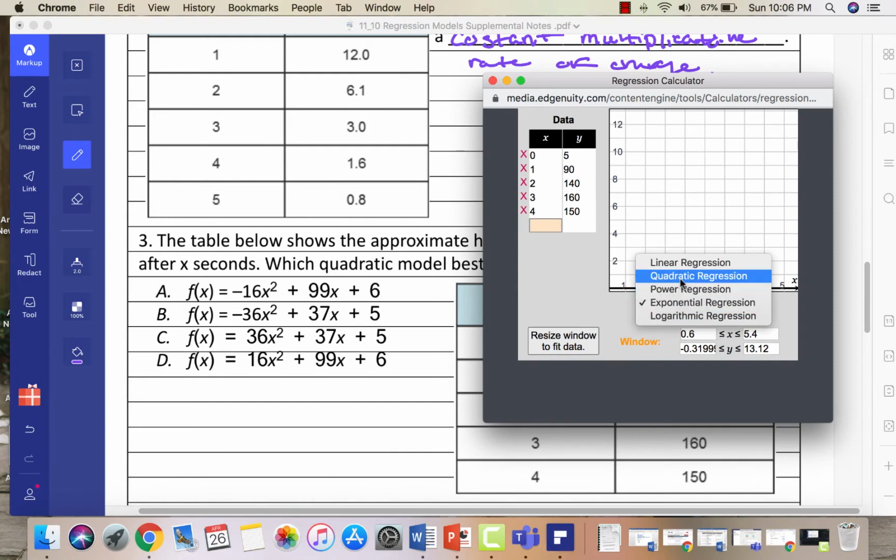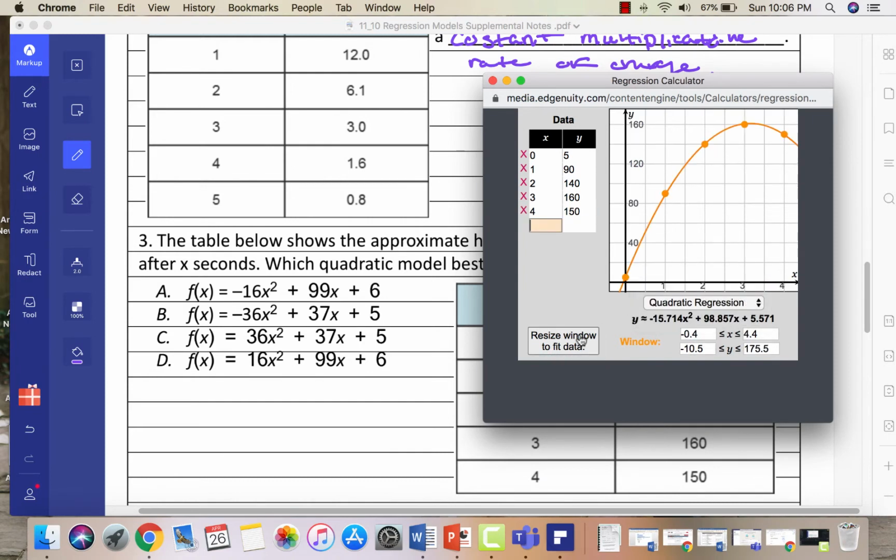So we're going to go here and hit quadratic and then make sure that we resize to fit the data. Then it gives us our equation right here. Obviously we have to round though. So this rounds up to 16. This rounds up to 99. And this rounds up to 6. So that is why it would be A.